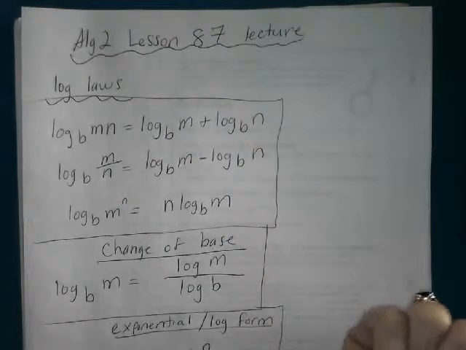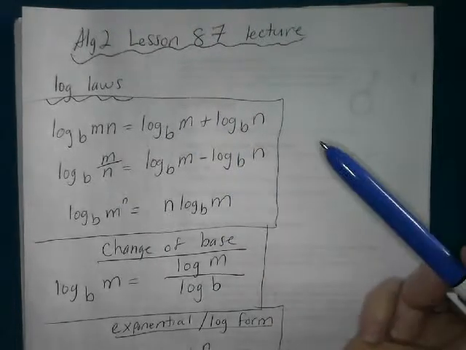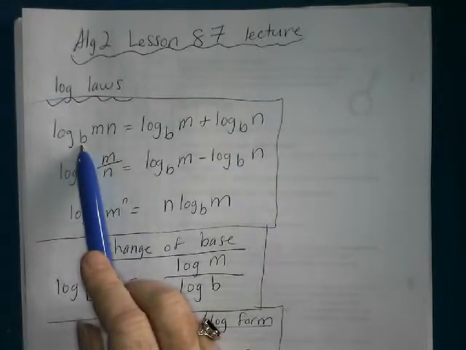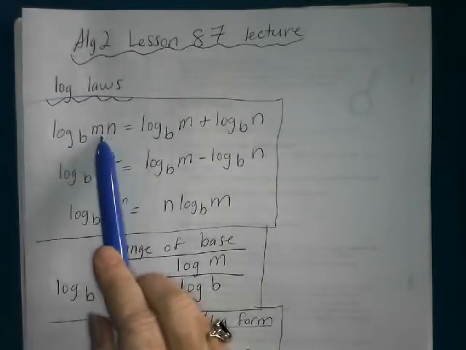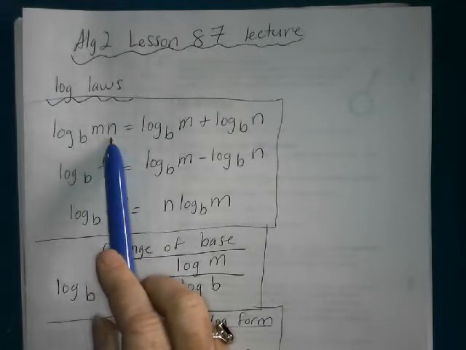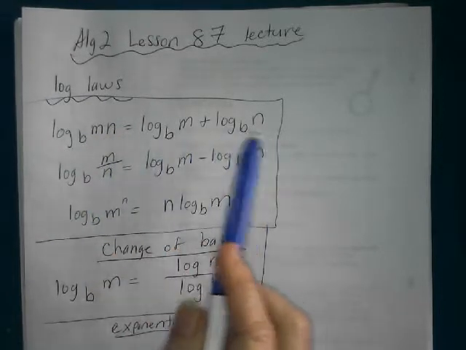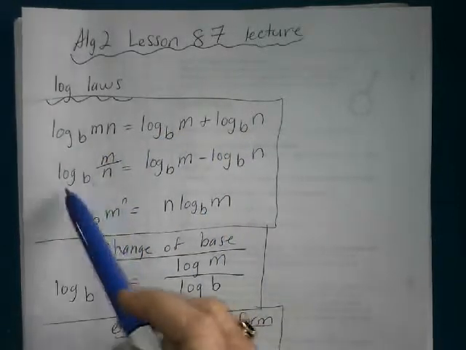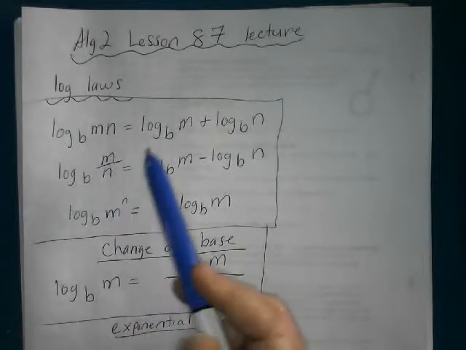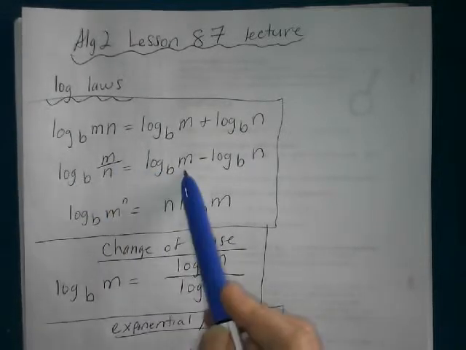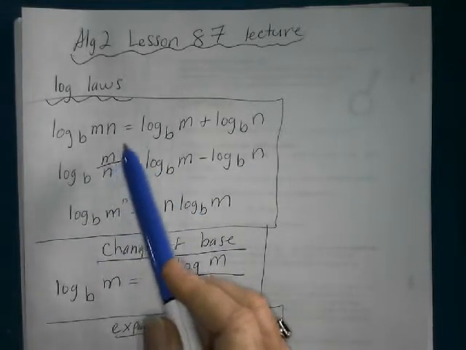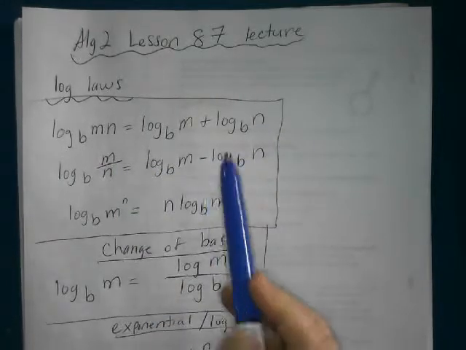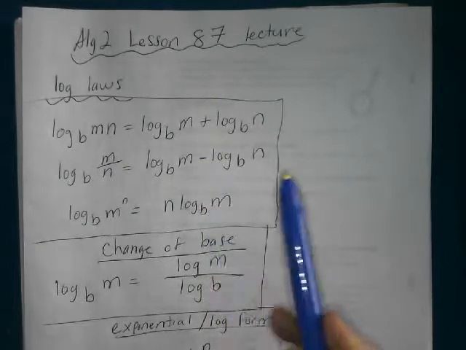I call them the log laws. They're calling them the properties of logarithms. So if you have a log of a certain base and its argument is a product, then you can separate the product out into a sum. And if the argument is a quotient, you can separate the argument out into two logs of the same base using subtraction.